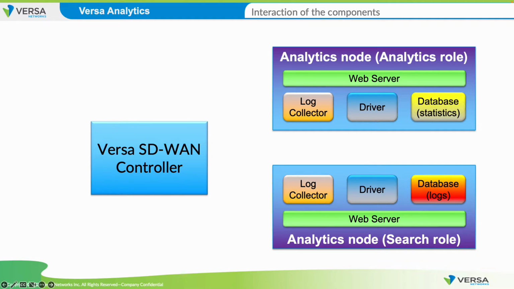Let's take another example. Let's say that in this case, the controller received log data, but it sent it to the same log collector. When the driver reads this information, it will know that it needs to push the data into the database with the logs. So even though the data was received on the node which contains only the database with statistics, the driver component knows where to send it, because it has a record of what type of data needs to be put on which of the databases in the system.